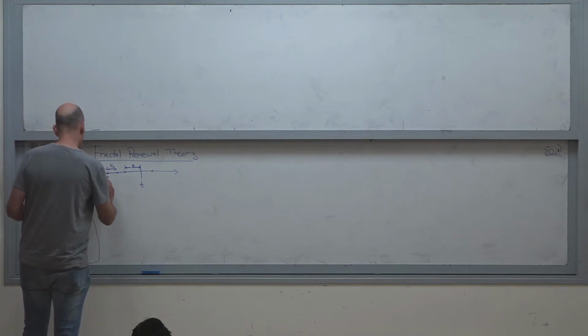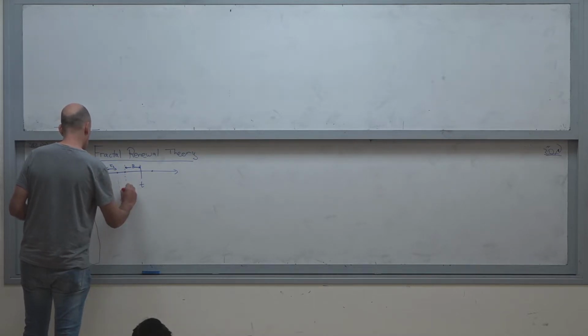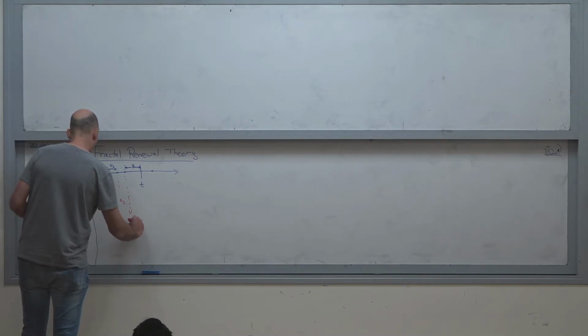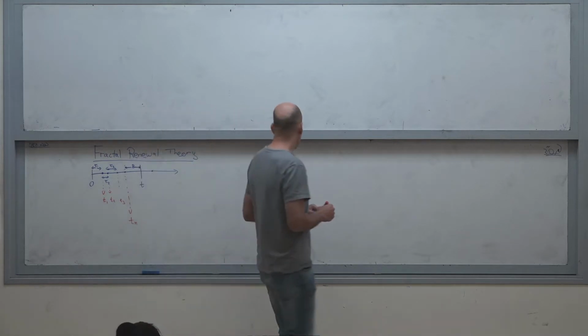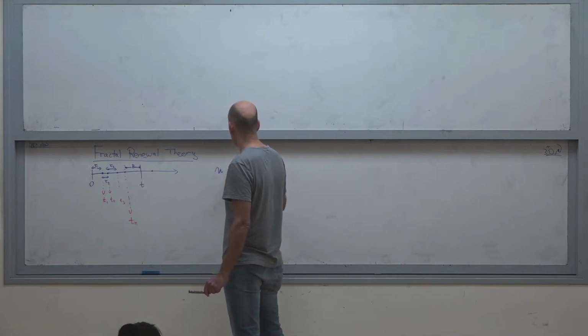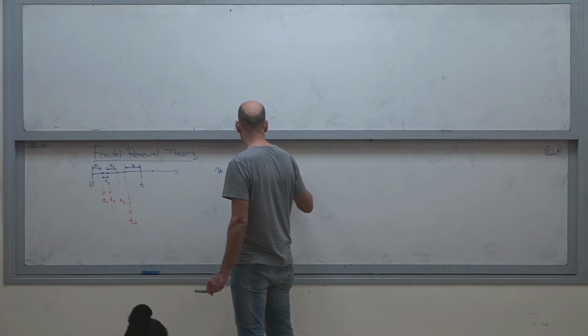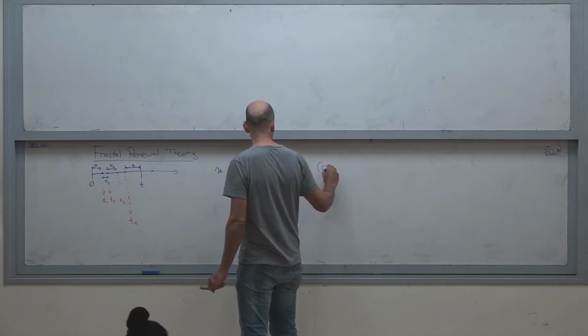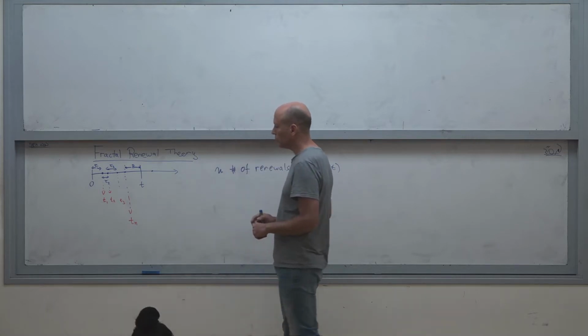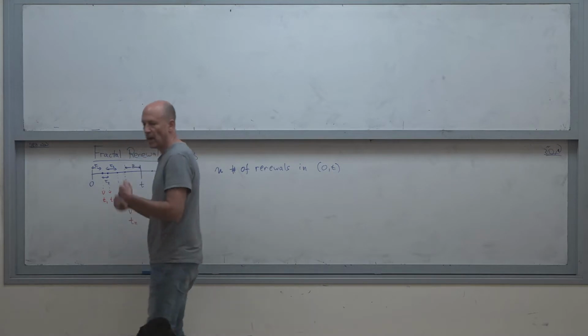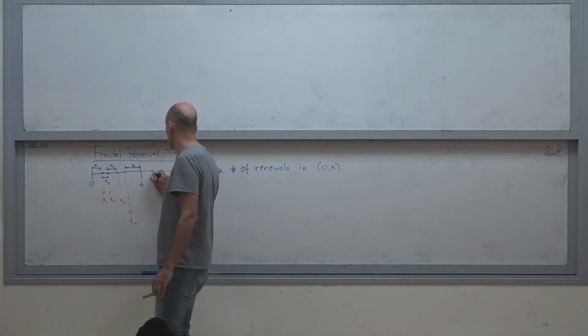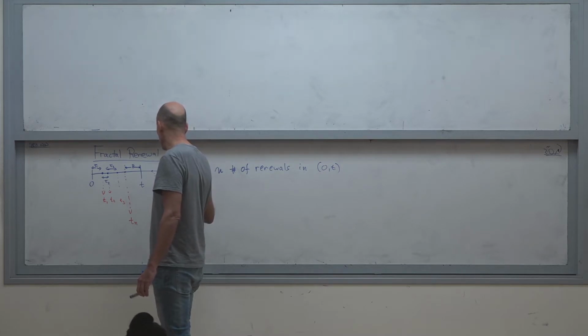These we can call T1, this time here, T2, this is T3, and generally speaking, we'll have here Tn. N is going to be the number of events or renewals in this interval between time 0 and time t. So this event that happens after you finished observing, so you don't really see it, occurs at time Tn plus 1.